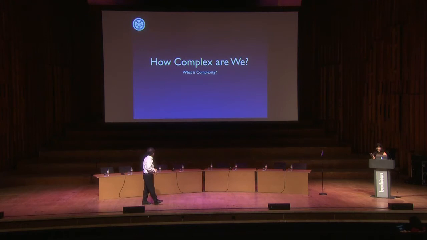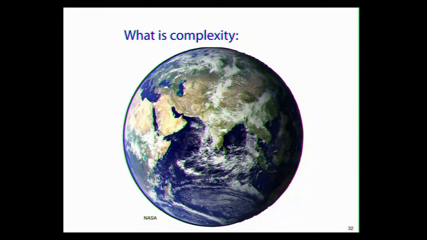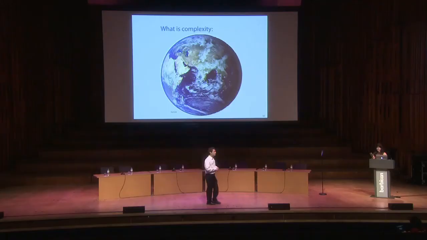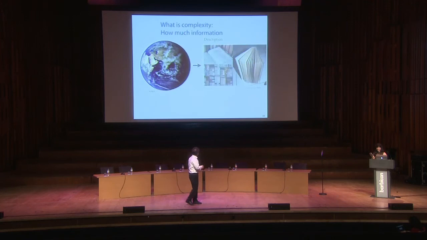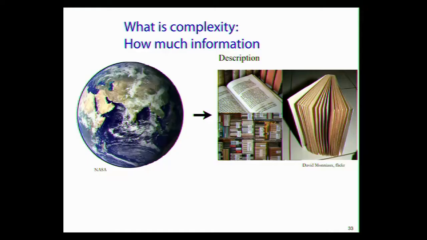And rather than starting with civilization, let's just take the Earth as an example. How would you describe the complexity of the Earth? Well, there's a key idea, which is that this is something that many of you here are concerned about. How long is a description of the Earth? If you were going to write a description, how many characters would it have?